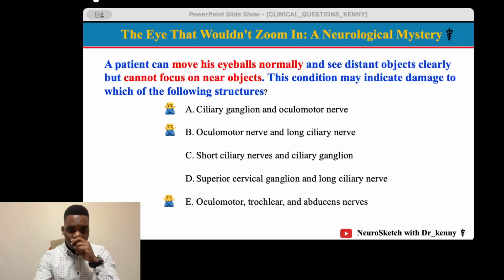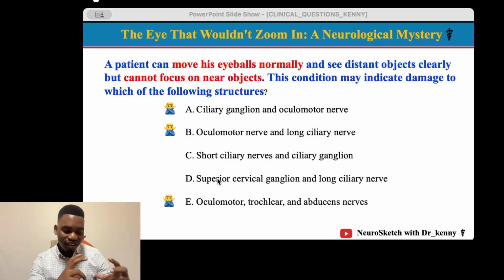But we have 2 options. We have short ciliary nerves and the ciliary ganglion, of which, if you pay much attention, you will know it is concerned with the parasympathetic component. And then we have superior cervical ganglion and long ciliary nerve. The superior cervical ganglion, you already know, is a sympathetic component.